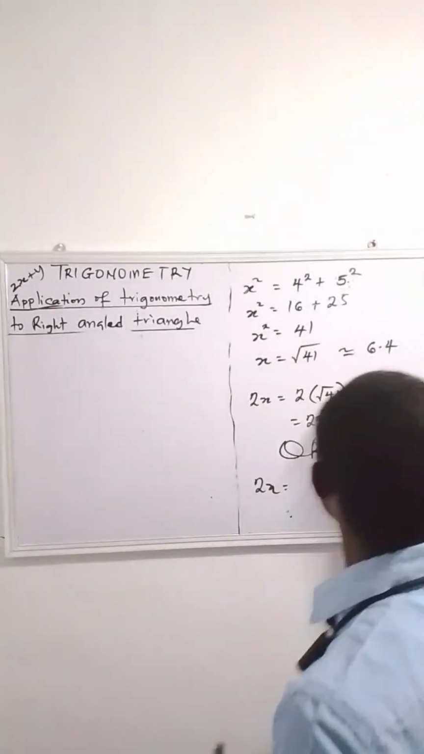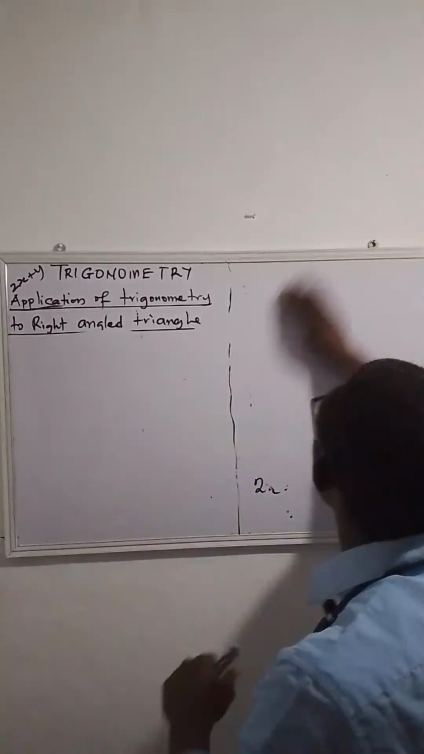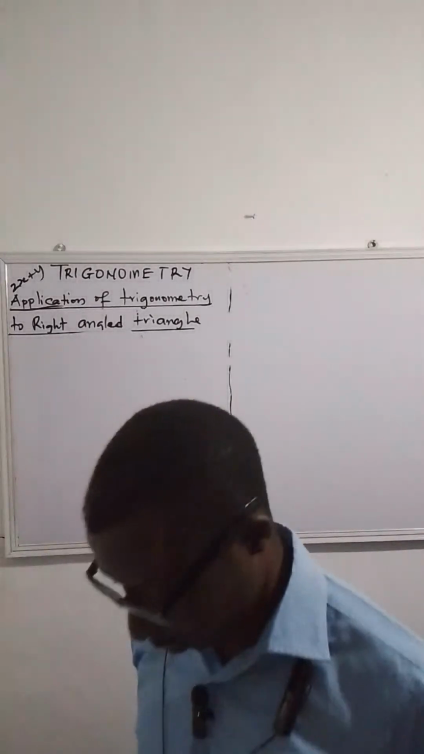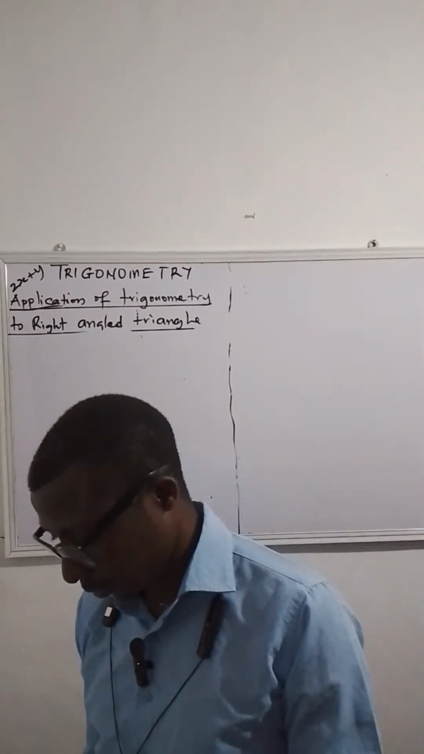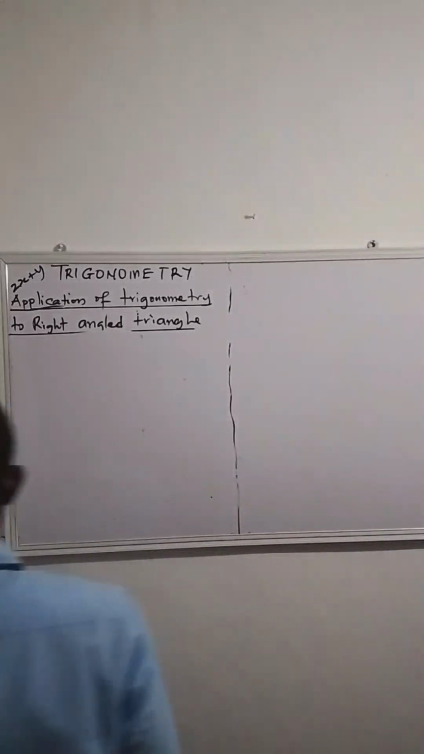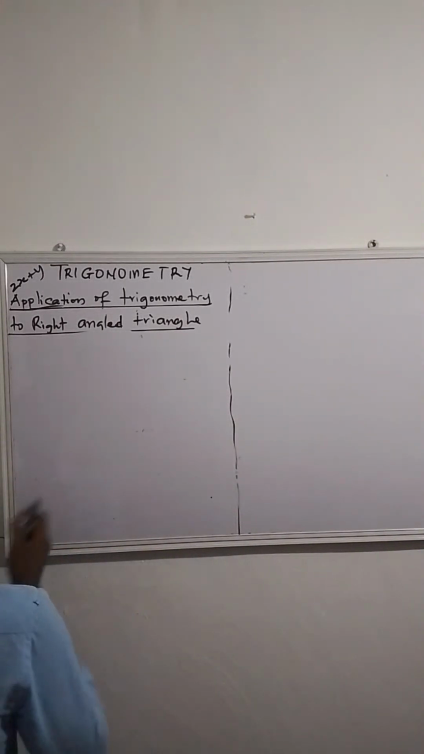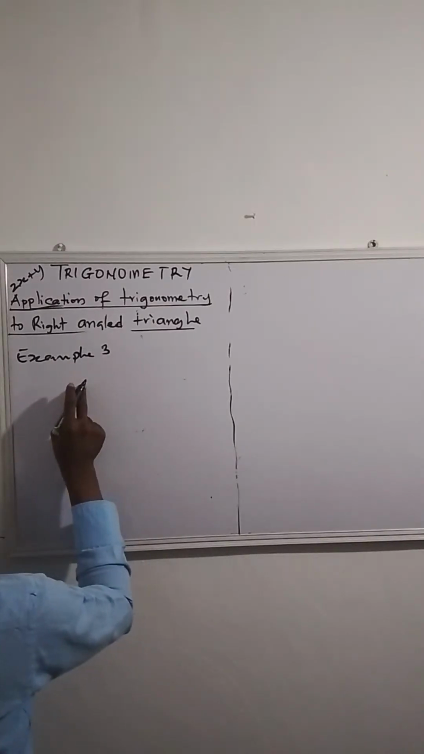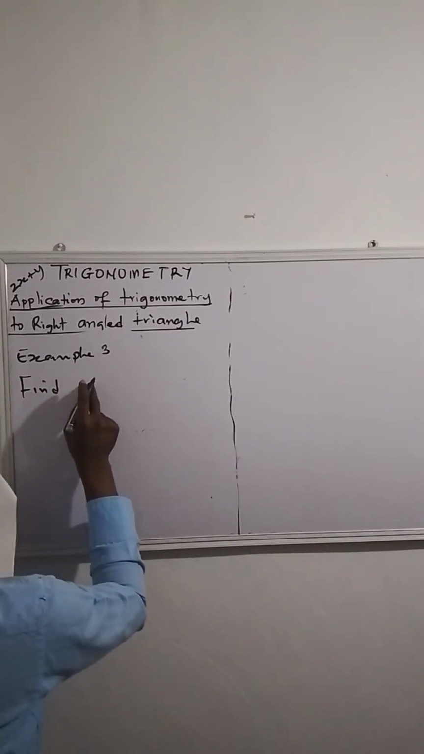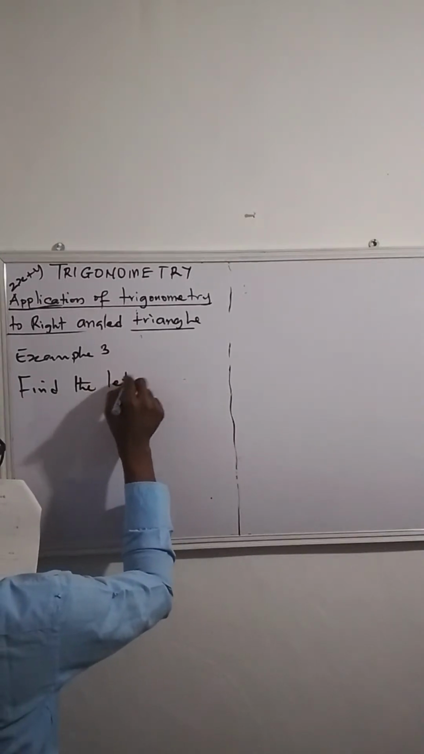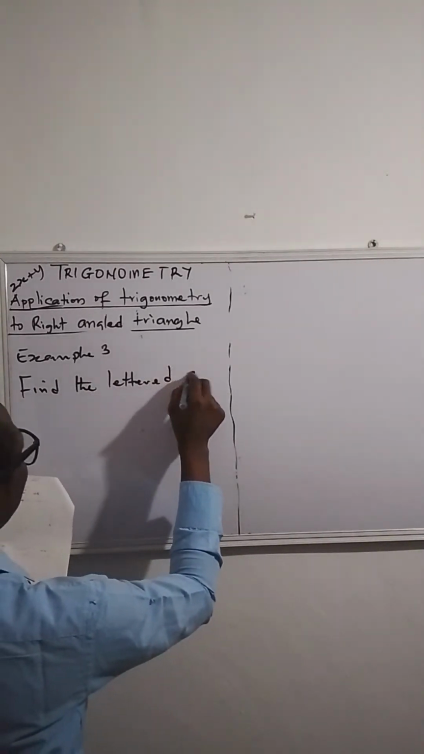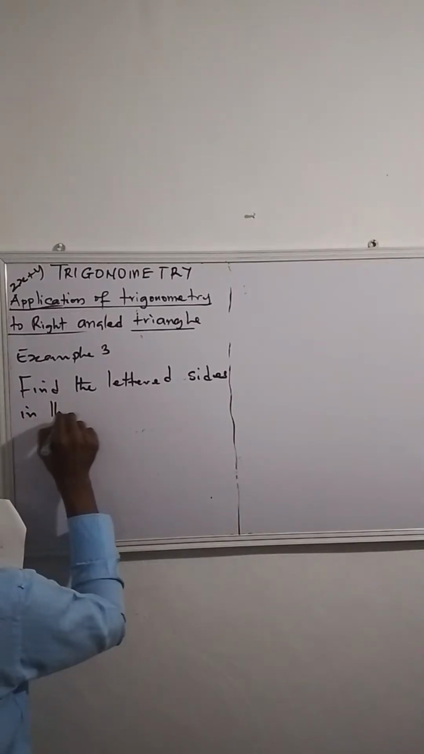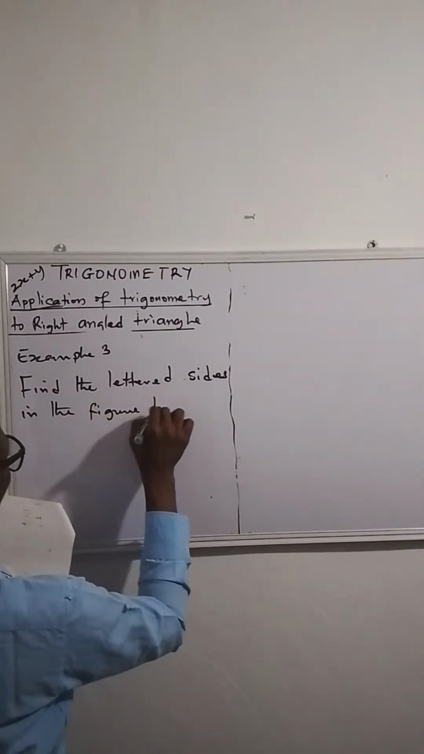All right. Okay. So now let's look at the next problem here. Example 3. Find the lettered sides in the figure below.